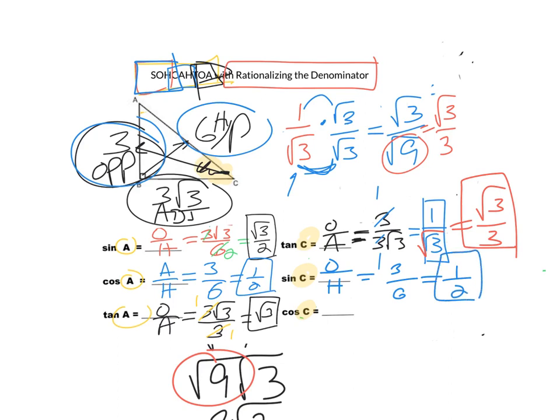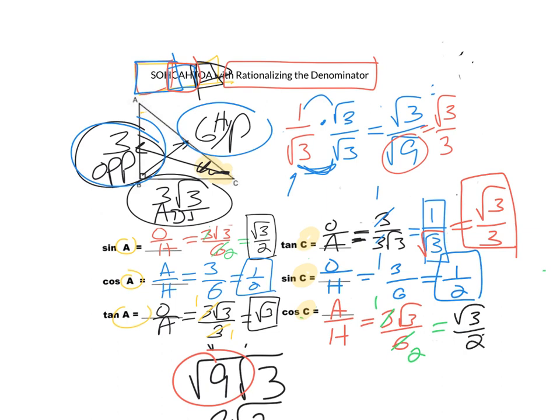And now we have the cosine of angle C, that's the CA portion of SOHCAHTOA, that's adjacent over hypotenuse. So that's going to be 3 radical 3 over 6. 3 goes into 3 once, 3 goes into 6 2 times. So here we're going to have radical 3 over 2.